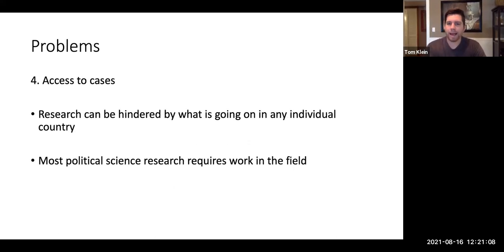The fourth problem, access to cases. Another very simple problem, but can be very detrimental. Like I said before, this is very detail-oriented work. So a lot of times you have to be on site. Well, that research can be hindered by what's going on in the country. As I speak, they're evacuating Afghanistan. The Taliban's taking over. How are you going to go and do research in Taliban-controlled Afghanistan, right? That's going to be very difficult and very dangerous. So those limitations, dangers in some parts of the world, can hinder political science and comparative research.